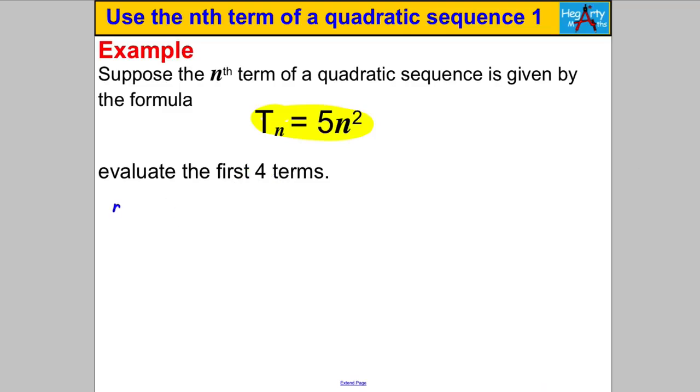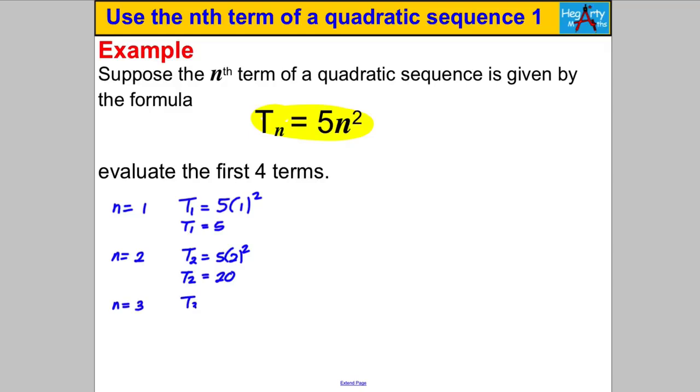Nice and easy. We just make n be 1, work out T1, that's 5 multiplied by 1 squared. 1 squared is 1, multiplied by 5 is 5. So T1 is equal to 5. Then we're going to make n be 2, so we're going to get ourselves T2 is 5 multiplied by 2 squared. Remember, you must do the 2 squared first, that's 4, multiplied by 5 is 20. T2 is 20. Let's make n be 3. We've got ourselves T3 is 5 multiplied by 3 squared. 3 squared is 9, 5 multiplied by 9 is 45, so the third term is 45.